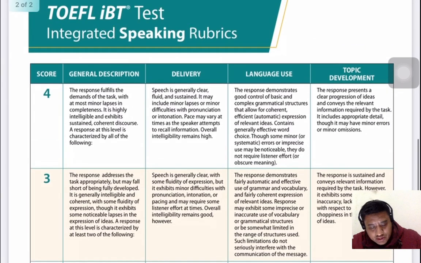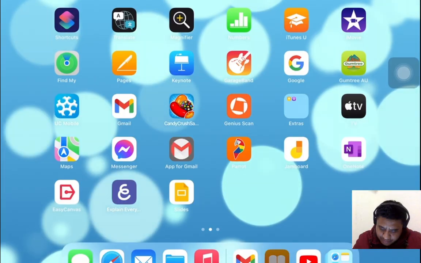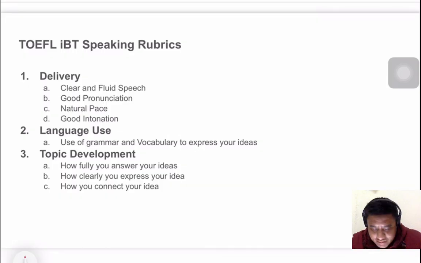So what I'll do here is present to you the summarized version of that. When we talk about the TOEFL iBT speaking rubrics, they try to measure your ability to speak, and they measure your speech in these three dimensions: the first is the delivery of your speech, the second is the language use of your speech, and the third is the topic development.